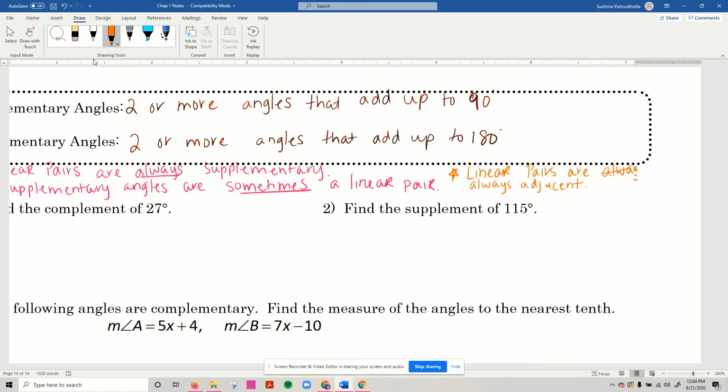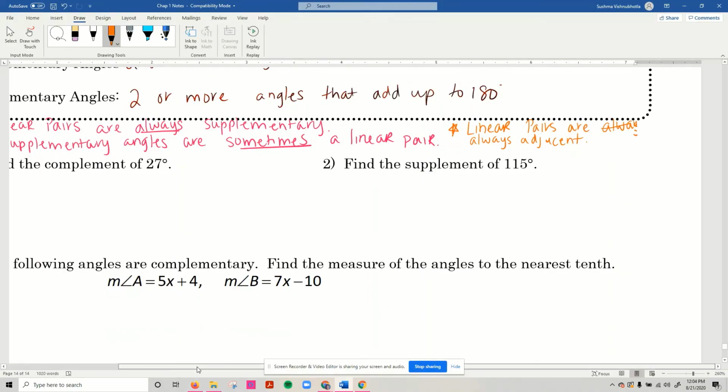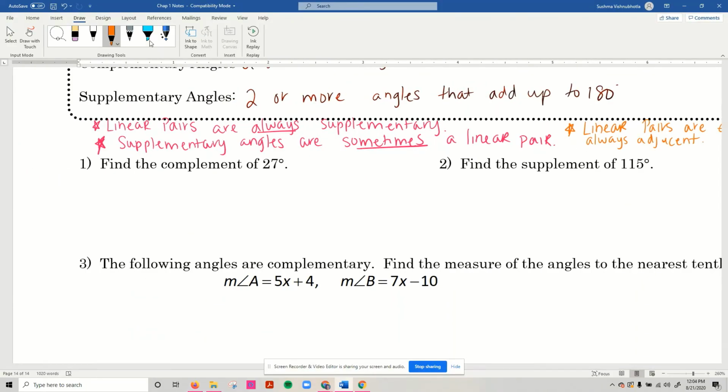Okay? All right, so the last part here, finding the complement or supplement, it's asking you to find an angle that is the complement of 27. That means find a measure of an angle that when it's paired with 27, they're complementary. So that's a long way of just asking you to subtract from 90. So you get 63 degrees. So the complement of 27 is 63. Same idea here, but we say supplement of 115. So 180 take away 115 gives you 65. So 65 and 115 are supplements of each other.